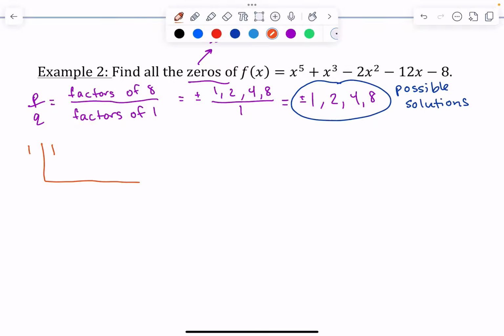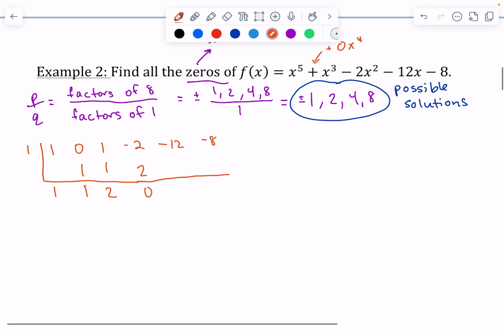So 1, remember it's degree 5, 4, 3, 2, 1, none. That means I need a placeholder here of plus 0x to the 4th. So that's 1, 0, 1, -2, -12, -8. Okay. Bring down the 1, multiply, add, and this is not going to work. I can already tell it's not going to work.